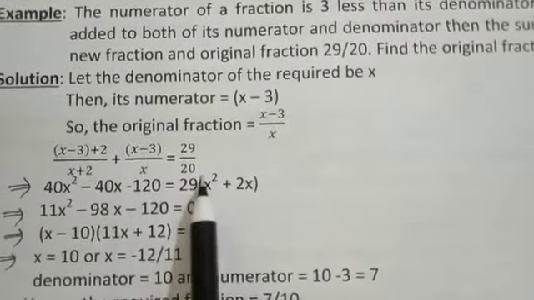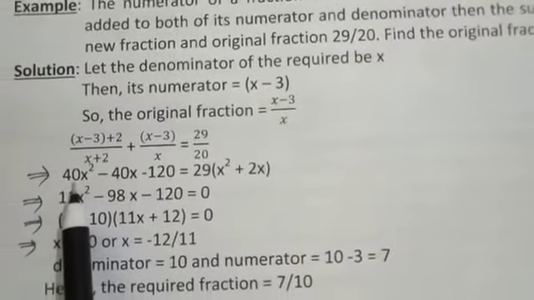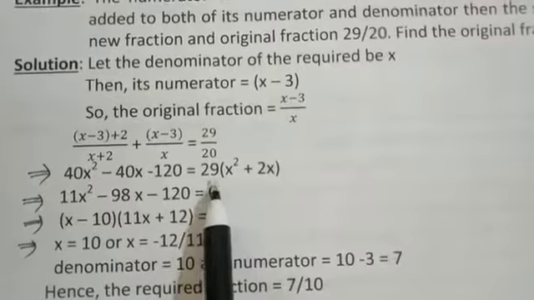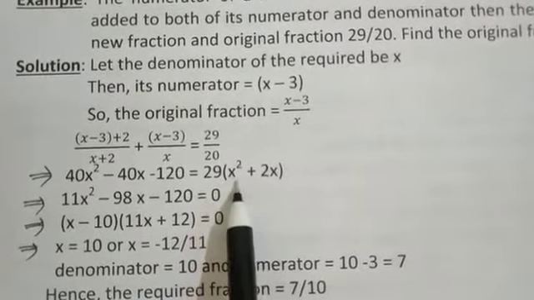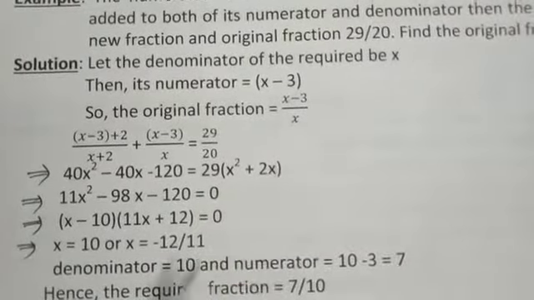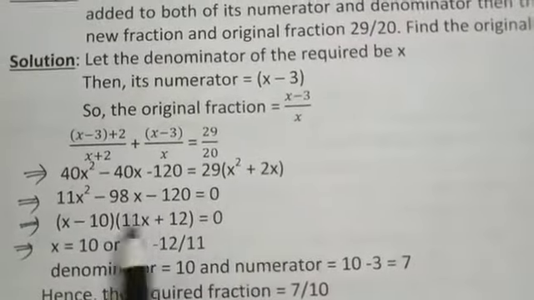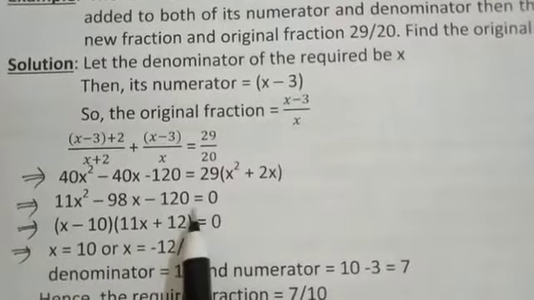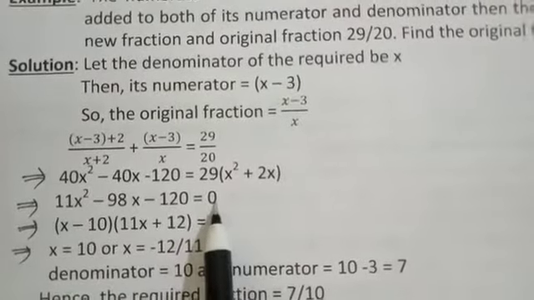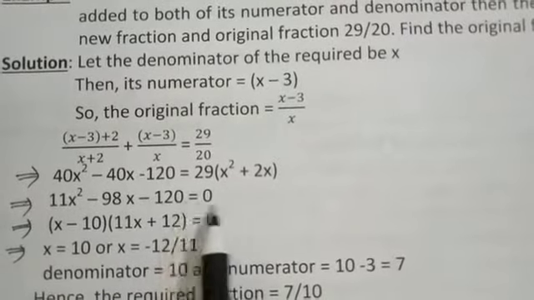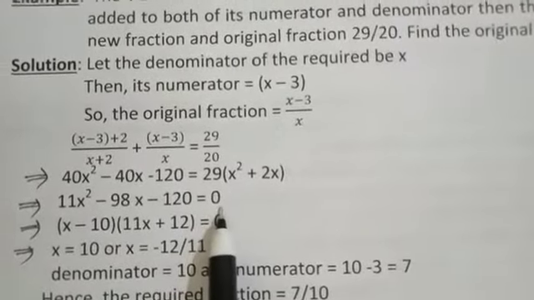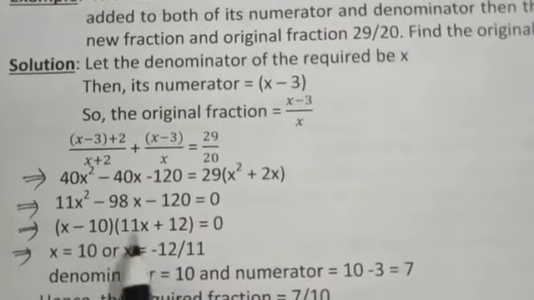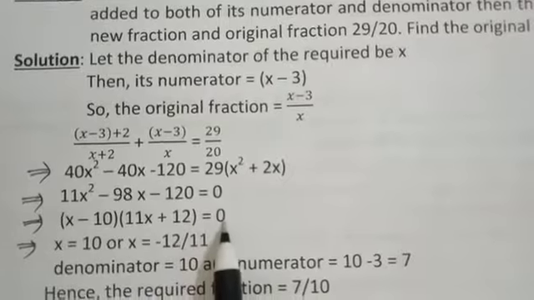After taking LCM, we will have 40x square minus 40x minus 120 equal to 29 into x square plus 2x. If we write the whole equation in standard form, we get 11x square minus 98x minus 120 equal to 0. After using factorization, that is splitting the middle term, we get two factors: x minus 10 and 11x plus 12 equal to 0.